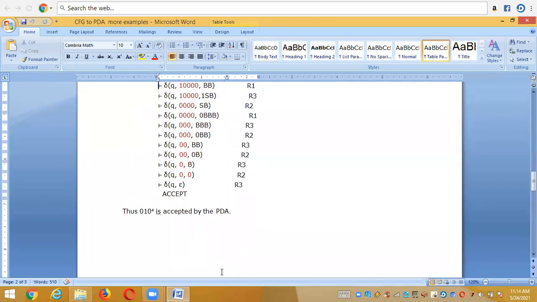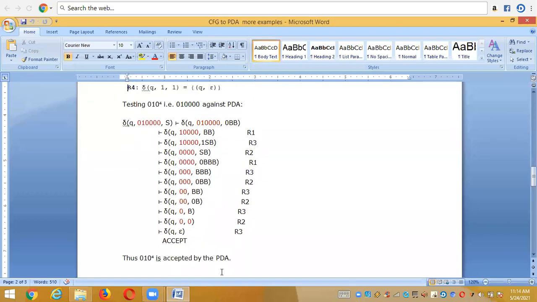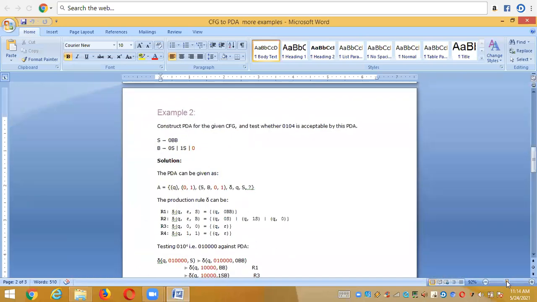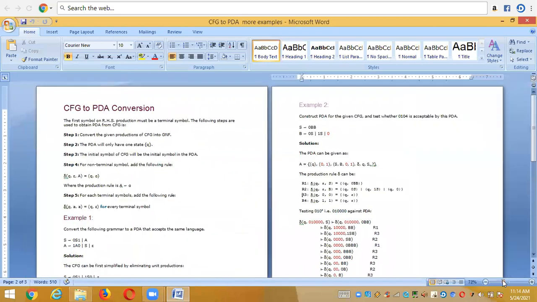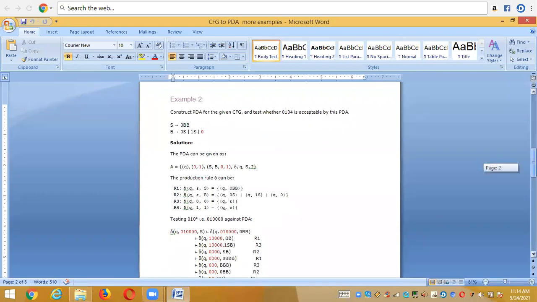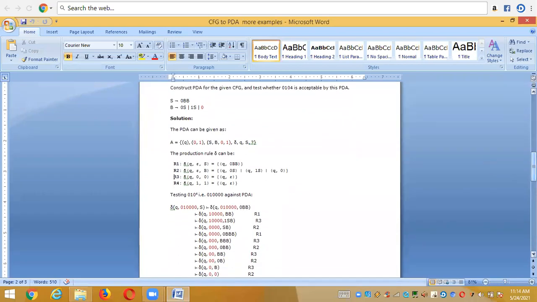So this is the way of doing the acceptance of the input string. Not only for this example, for every example, this is the procedure we need to follow for testing, by taking an input string and showing whether it is accepted by empty stack or not, right? Please make a note of this example number 2. All of you note down this example number 2.